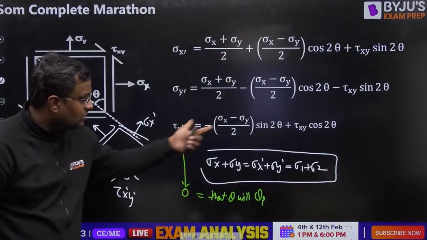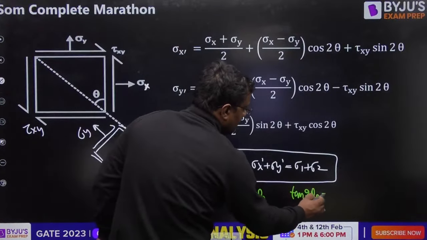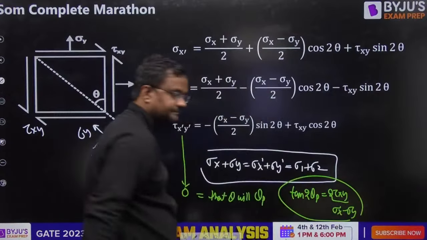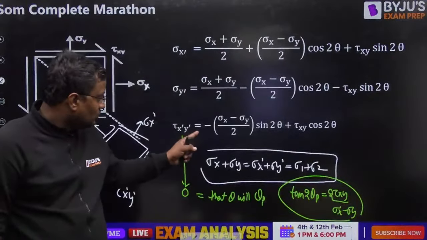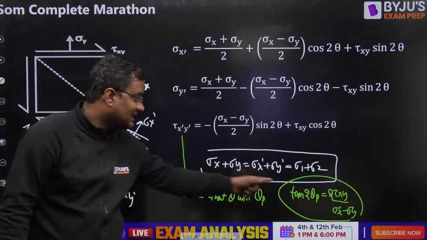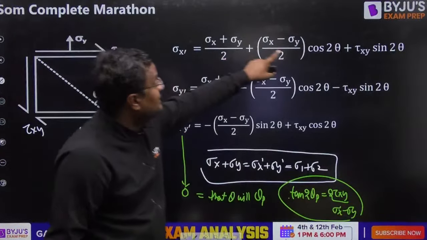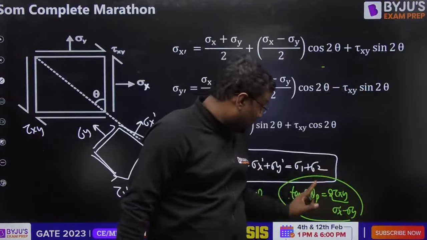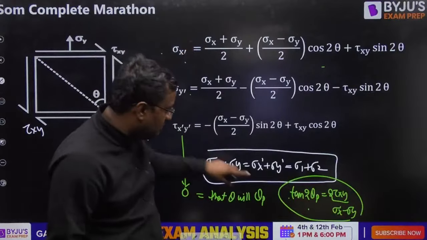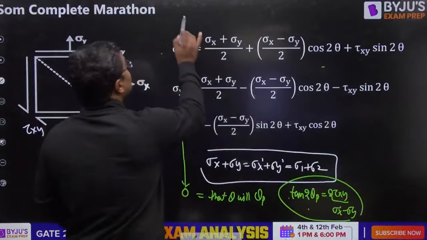And once you put it 0, in just two steps you will get tan 2 theta p is equal to 2 tau xy upon sigma x minus sigma y. Tan 2 theta p, if you put it 0, you will get this expression. Why is it theta p? Because shear stress is 0 on principal planes. Now if you put this theta p here, these stresses will not be ordinary stresses, because you are putting the angle of the principal plane.